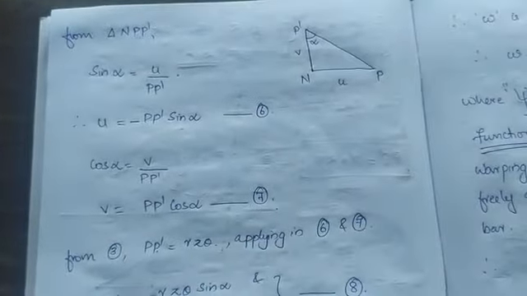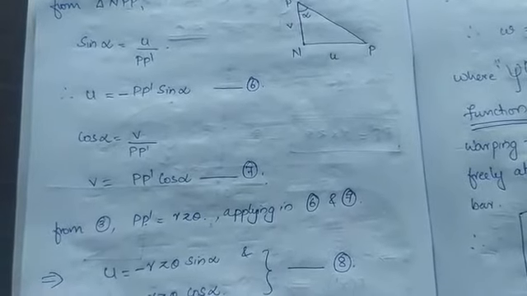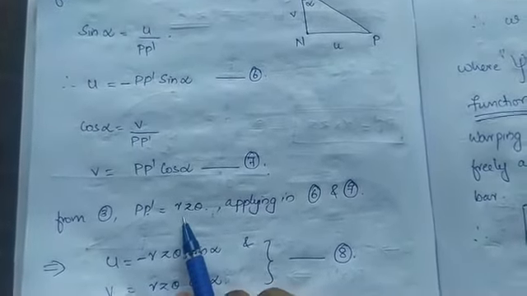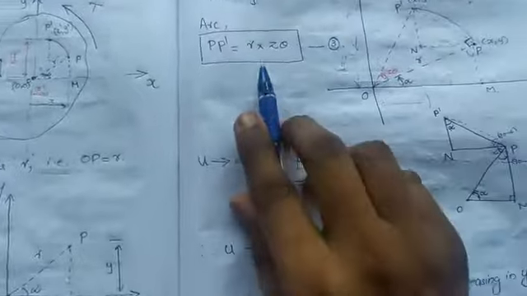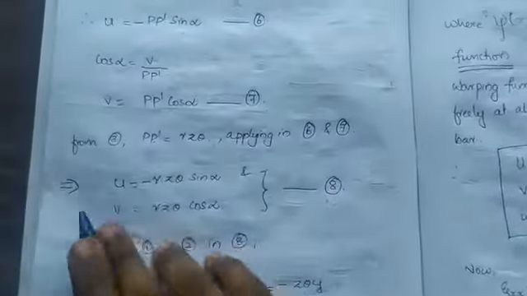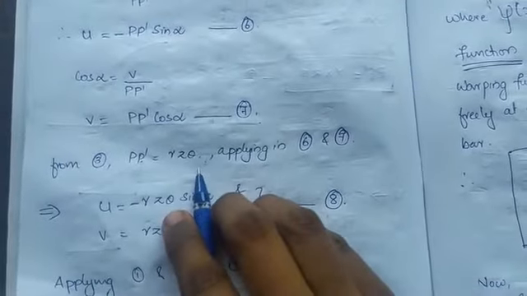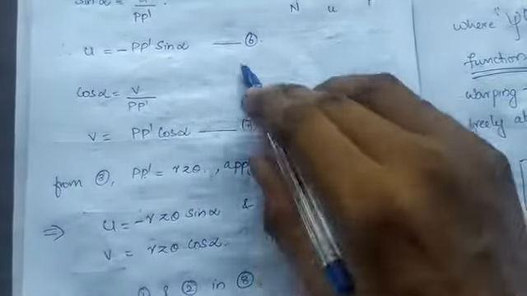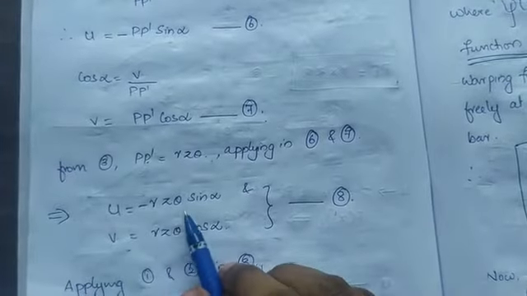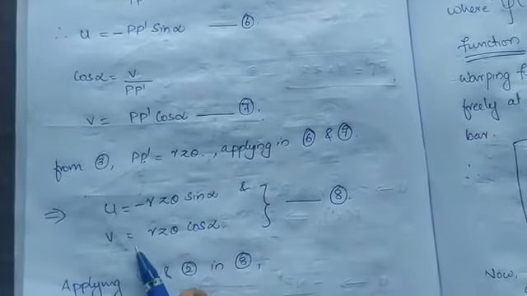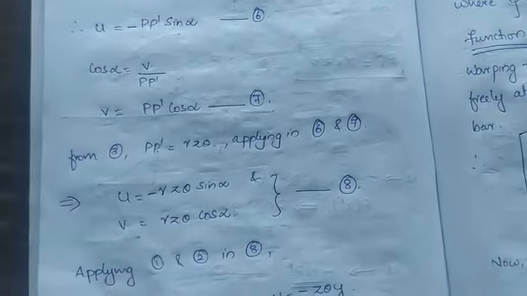u is minus PP' sin alpha, v is PP' cos alpha. Now you give the value of PP' as r z theta, we have already found it, right? Now PP' is equal to r z theta. Applying in these two equations, you get u is equal to minus r z theta sin alpha and v is equal to r z theta cos alpha.